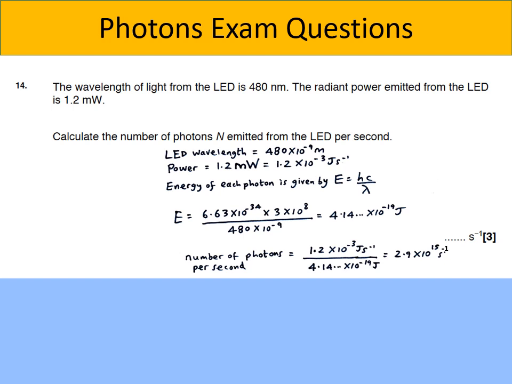So again, using that equation, the rate of energy transfer is equal to the number of photons per second multiplied by the energy of each individual photon.